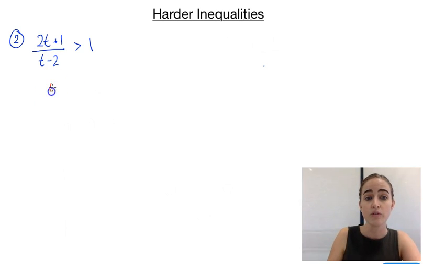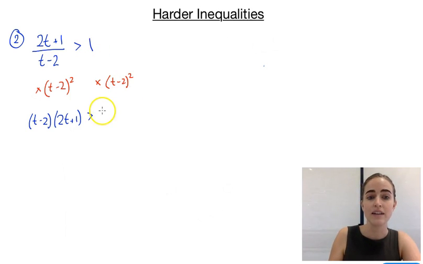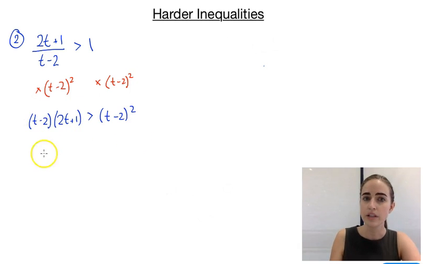But we do know that (t minus 2) squared is always going to be positive. So we're going to multiply both sides of that inequality by (t minus 2) squared. Over here, one of those would cancel with the bottom, so we just end up with (t minus 2) outside of (2t plus 1). And that's going to be greater than, well, 1 times that is just (t minus 2) squared. I'm going to go through and expand all that out.